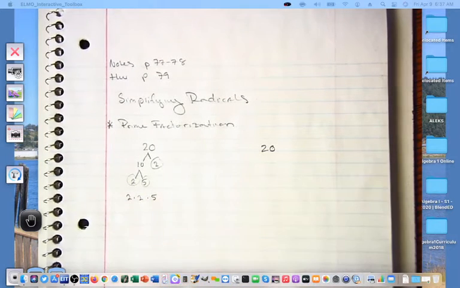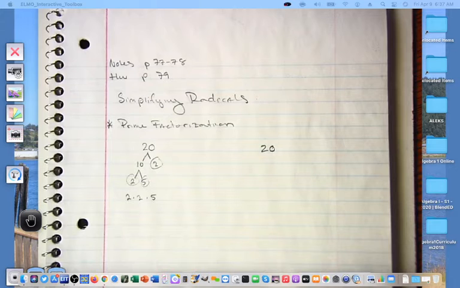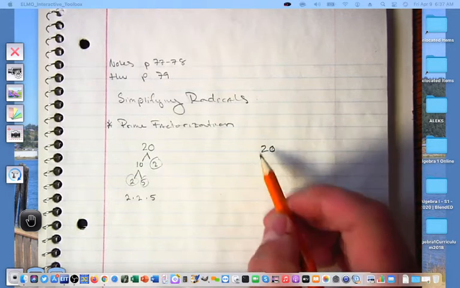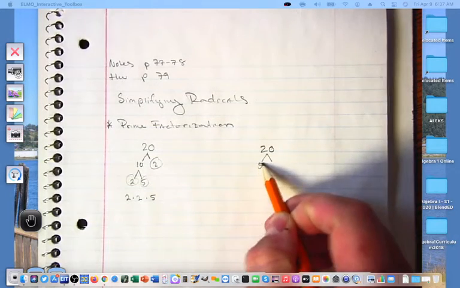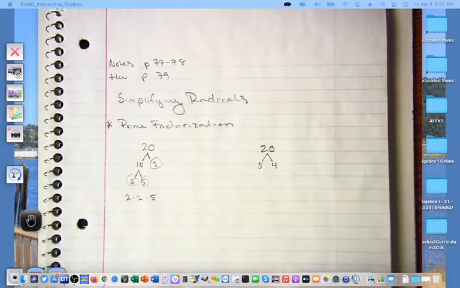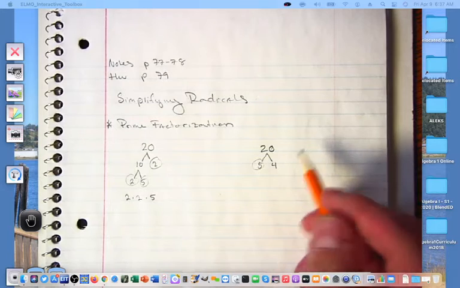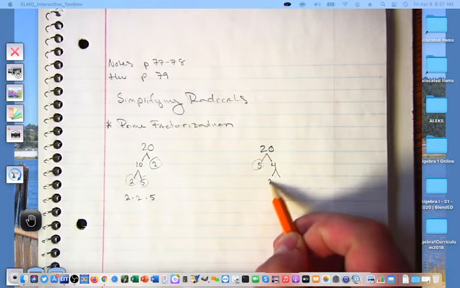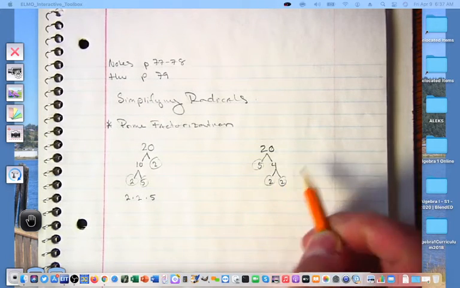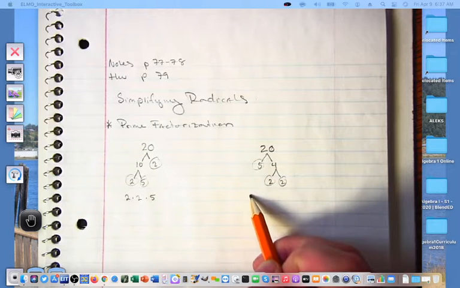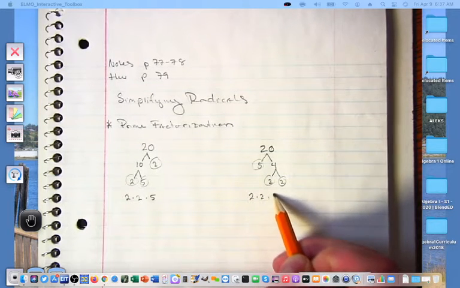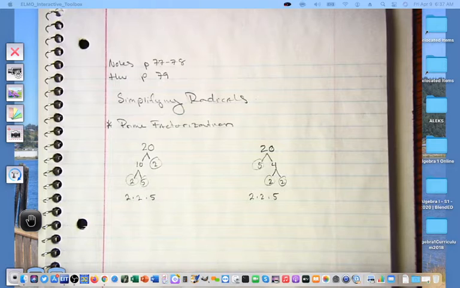Now let's see what happens if we break 20 down, starting off with two different numbers. I also know that 5 times 4 equals 20. 5, once again, is prime. 4 is not because it can be broken down into 2 times 2. And just like we did the last time, we ended up with 2 times 2 times 5. And that's what I wanted to demonstrate for you.